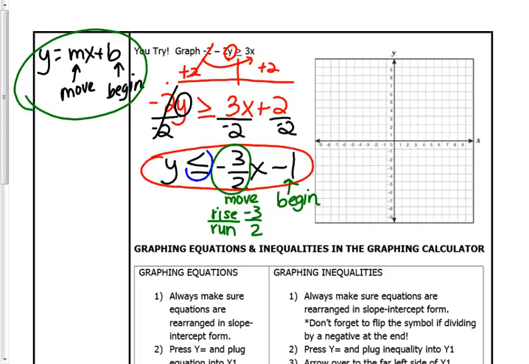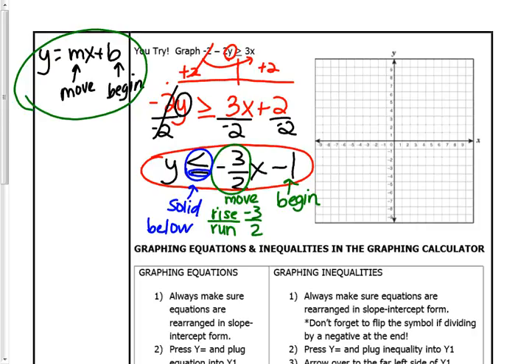This symbol right here tells you two things. One, it tells you that you're going to have a solid line because there was a line underneath. So when you connect your points, you're going to connect with a solid. And it also tells you where you're going to shade. Because this is less than, we're going to shade lower or below. Okay?